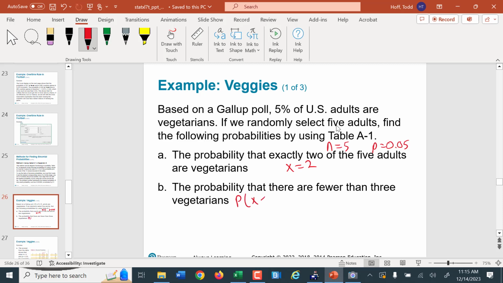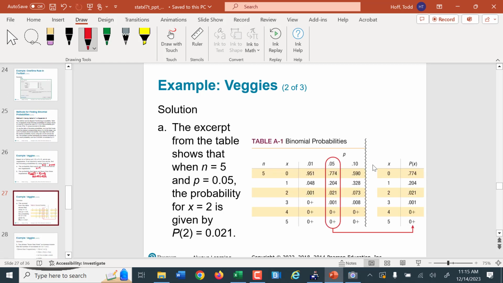So that's the probability that x is less than 3, which is the same as the probability that x is less than or equal to 2. Because both of those are saying the probability of 0 plus the probability of 1 plus the probability of 2. Because this, remember, does not include the 3 when it's strictly less than. So we go to a table where n equals 5 and find the probabilities for p of 0.05 and x of 0, 1, or 2 and add them up.